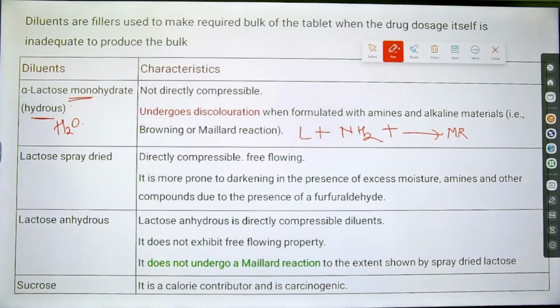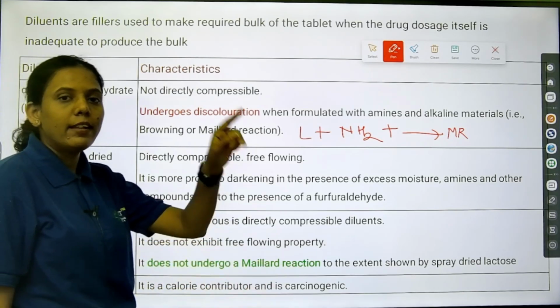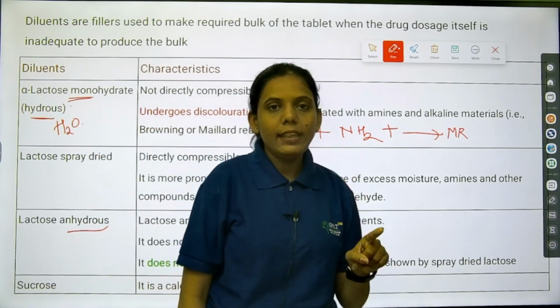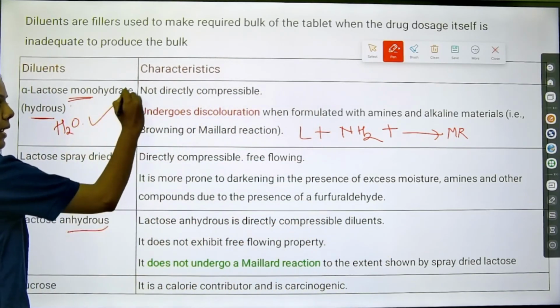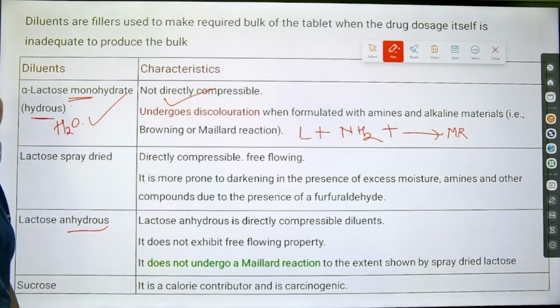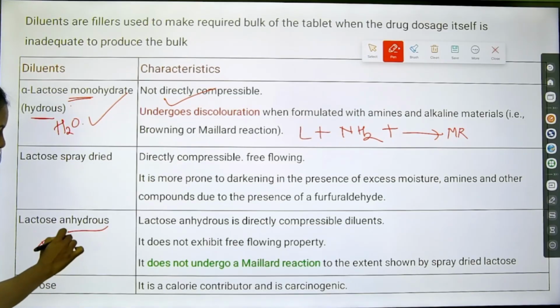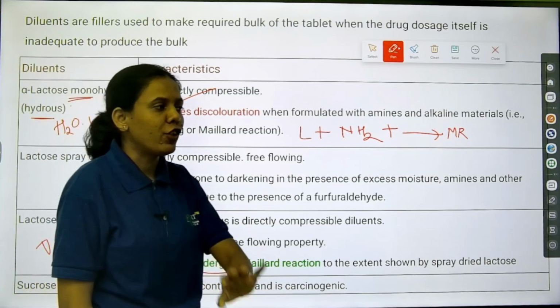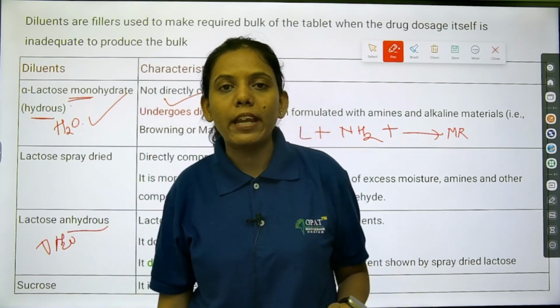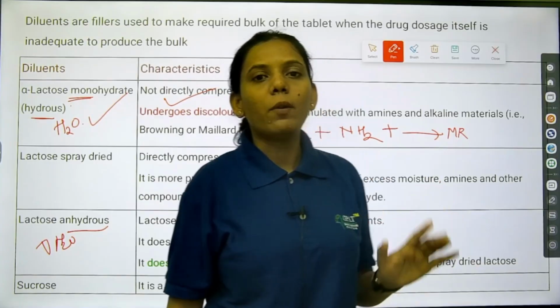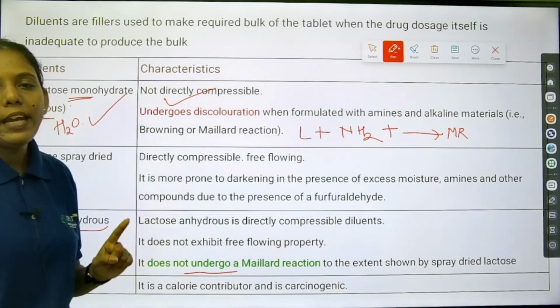Now how to remember this? Anhydrous lactose will not undergo Maillard reaction. There are two types, hydrous and anhydrous. In that also, how to remember? If water molecule is present, it undergoes the discoloration or Maillard reaction. Anhydrous means there is no water molecule, so it does not undergo the Maillard reaction. Very easy trick to remember. If water molecule is present, it undergoes Maillard reaction. If water molecule is not present, it does not undergo the Maillard reaction.